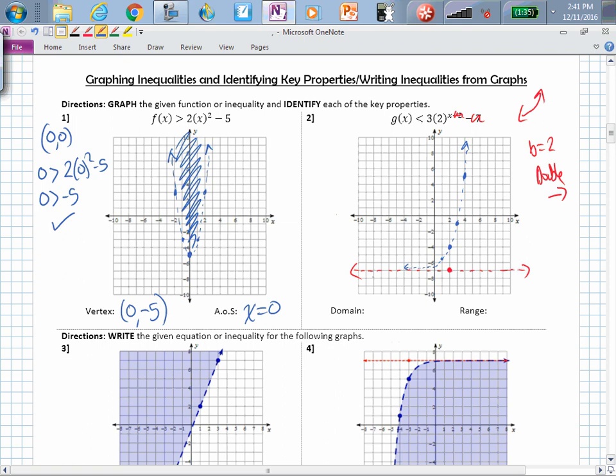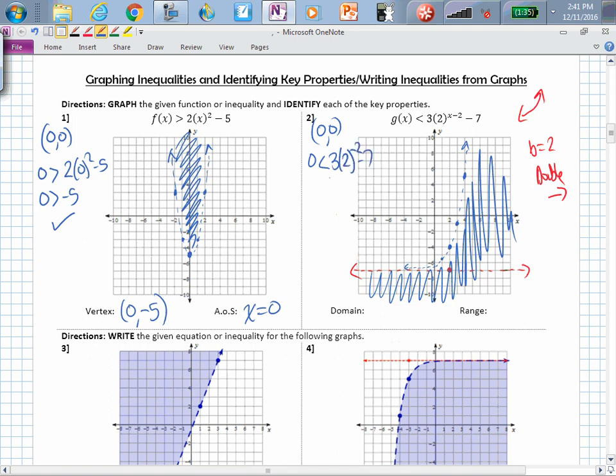It's less than, which means I should shade beneath. I can check, put 0, 0 in. I have 0 is less than 3 times 2 to the -2 minus 7. That's 3/4 minus 7. This is not true because that 0 is not less than a negative number, whatever that happens to be. Therefore, we've shaded in the correct place because 0, 0 was not true.